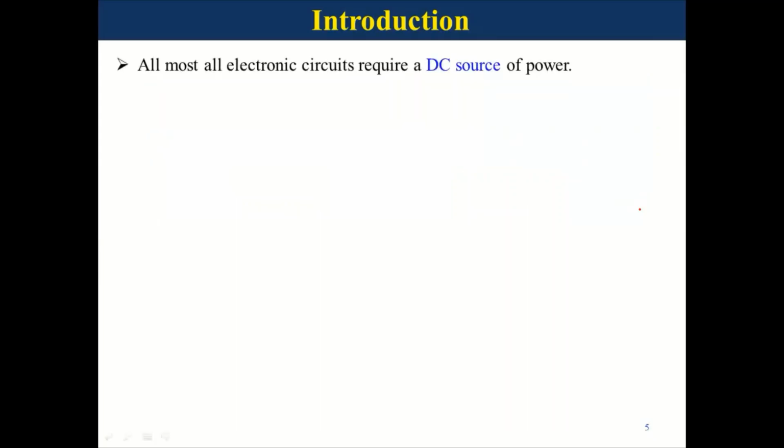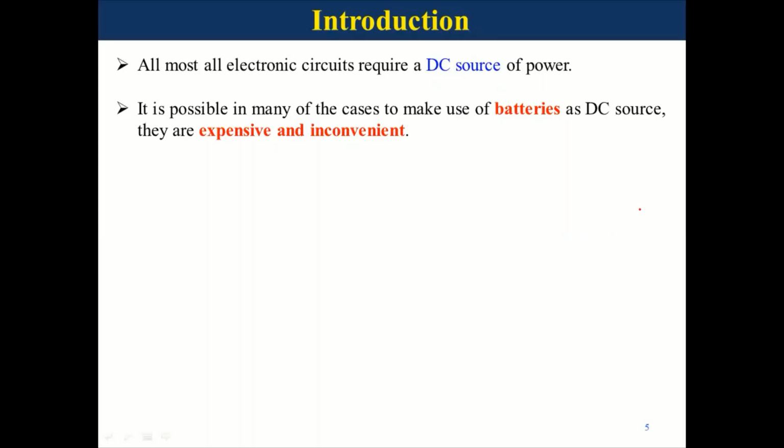As I already told, almost all electronic systems require a DC power supply. This DC we generally get from batteries. But the maintenance of batteries is very difficult, and they are inconvenient to use. On the other side, the cost is also very high, expensive. That's why we are trying to eliminate the batteries in our electronics.